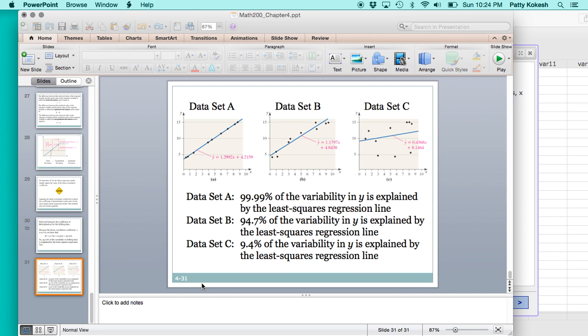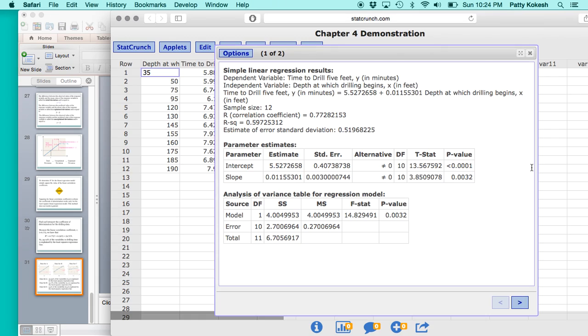Now, one other quick thing that I want to point out is that StatCrunch also gives you this R-squared value out. So it gives you the linear correlation coefficient, and then right below, it also gives you this R-squared value.